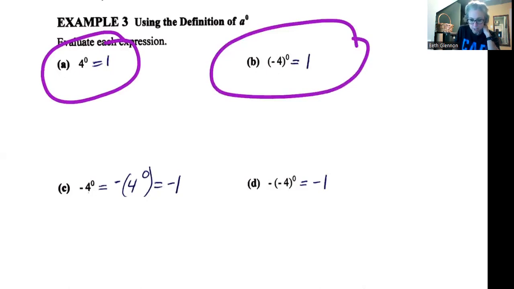This one is kind of interesting. Notice how the 4 is raised to the 0 power. So it's 4 to the 0 power, which is 1. And then they slap a negative sign in front of it. So it's going to give you -1. And then over here, same kind of thing in D.